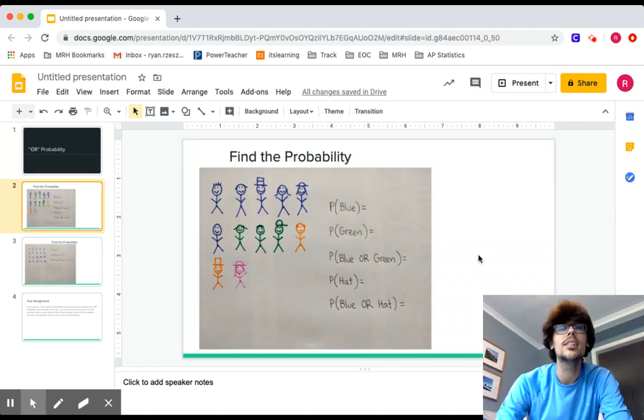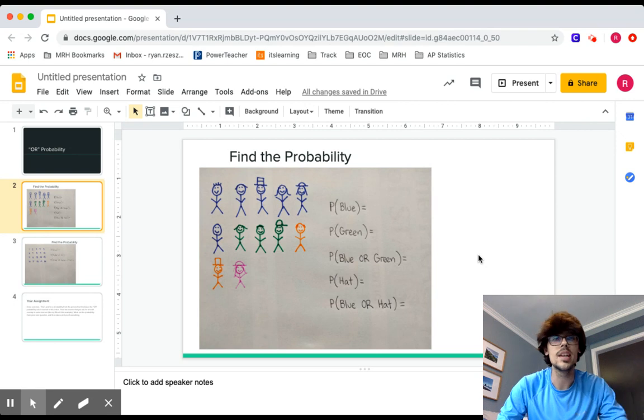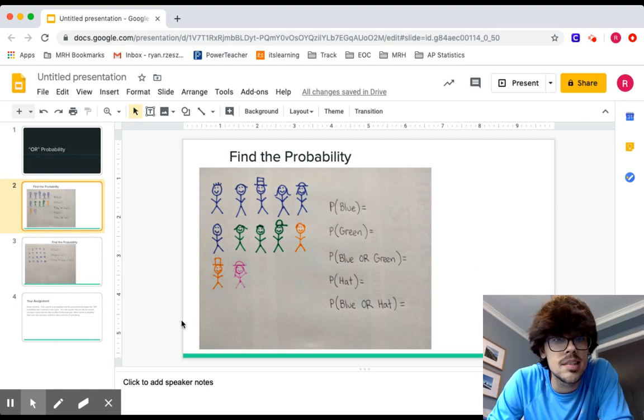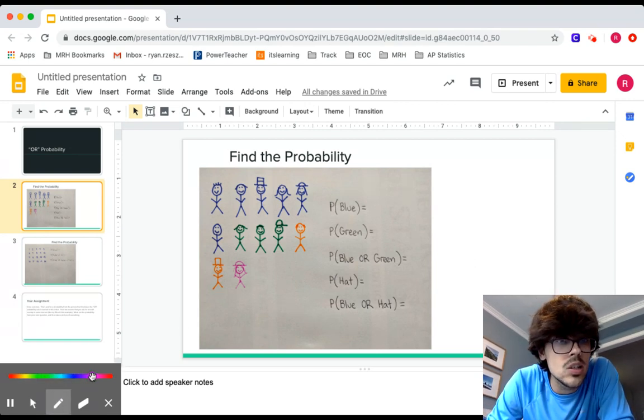Normally I do something like this in class and I have people standing up and stuff, and we calculate probability that way. But obviously that's not really an option right now. So instead you have to deal with my sweet drawing right here.